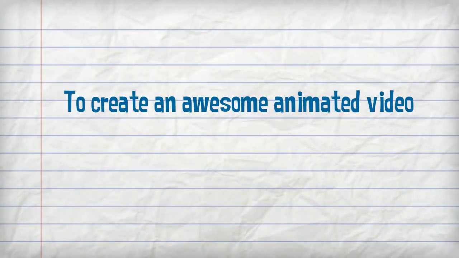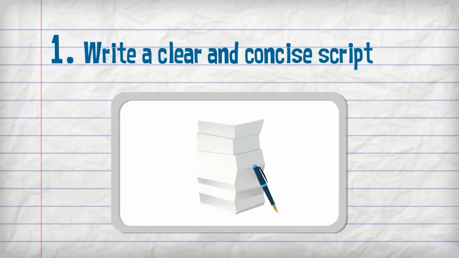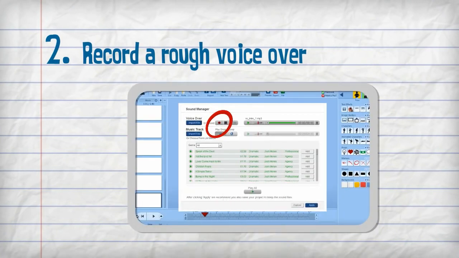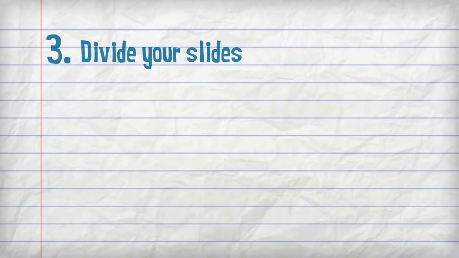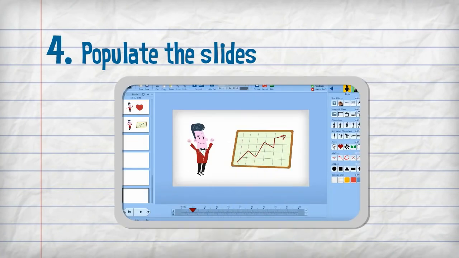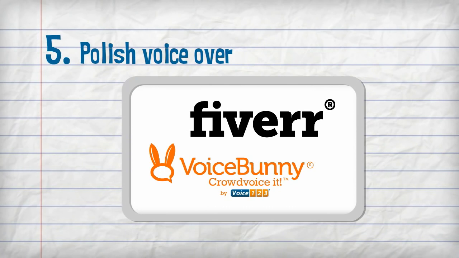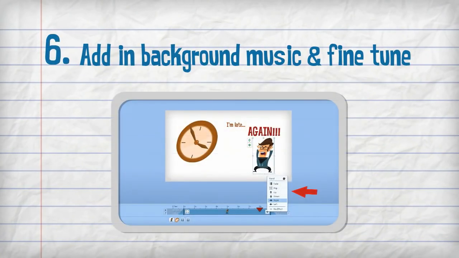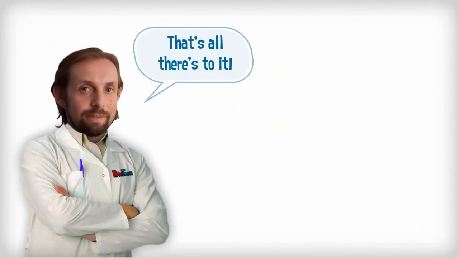To create an awesome animated video, all you need to do is write a clear and concise script that speaks directly to your audience. Record a rough voiceover to set up initial slide lengths and animation timing. Divide your slides so they run alongside the proper audio sections. Populate the slides with images and set up their transitions. Polish your Powtoon with a more professional voiceover, add in background music, and fine-tune the timing. That's all there's to it.